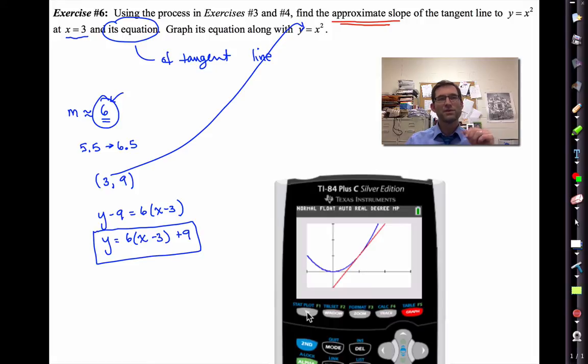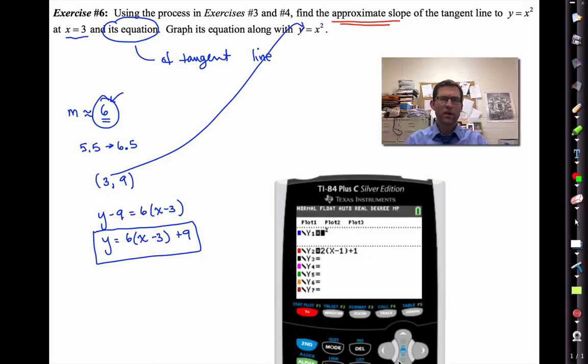Let's go into y equals. We already have x squared in for y1. What I want to do is get rid of y2 now. Although it might make sense to keep it in there, but I think I'll get rid of it. And let's put in 6 times (x minus 3), plus 9.